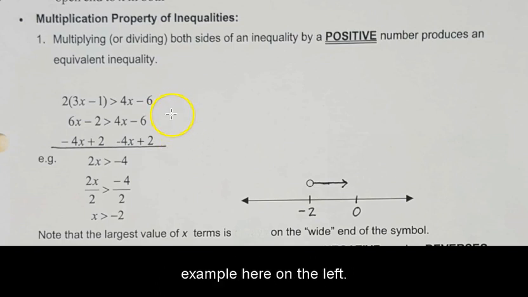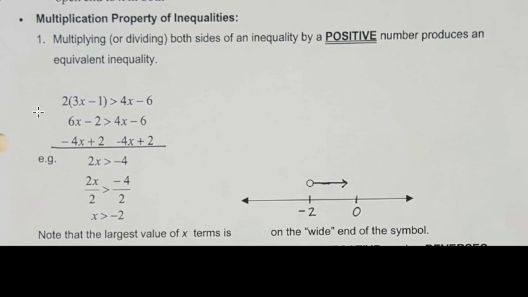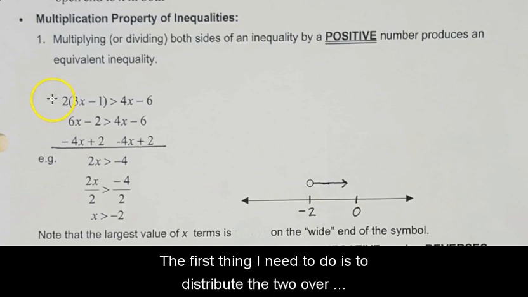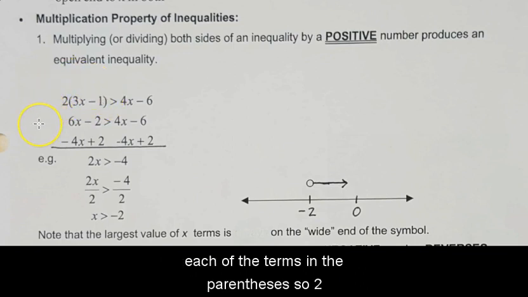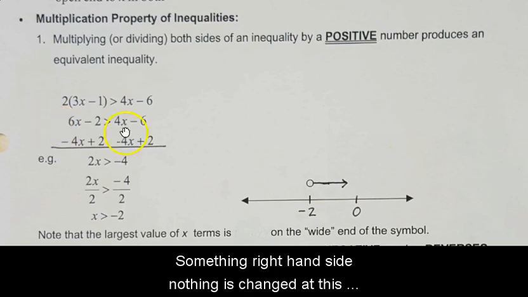Let's look at the example here on the left. 2 times the quantity 3x minus 1 greater than 4x minus 6. The first thing I need to do is to distribute the 2 over each of the terms in the parentheses. So 2 times 3x gives me 6x, and then 2 times negative 1 gives me negative 2. On the right-hand side, nothing has changed.